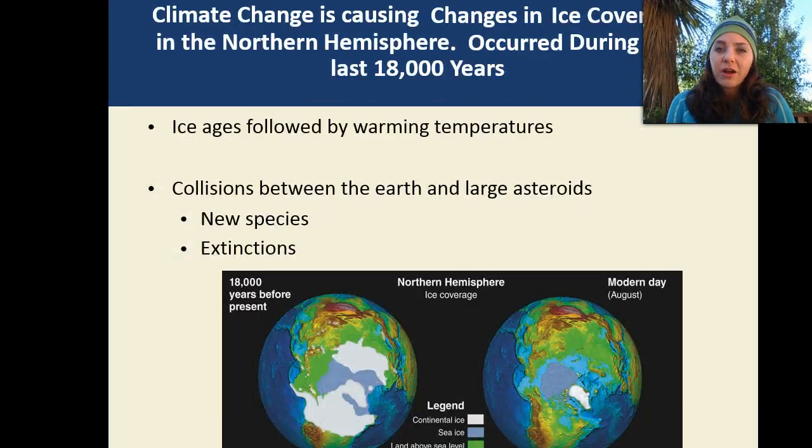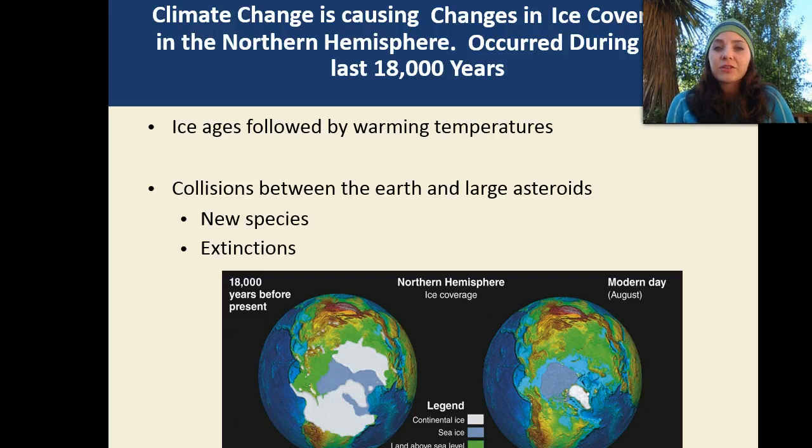Climate change is also causing changes in ice coverage in the northern hemisphere. This has occurred during the last 18,000 years. So we always have this flow of ice ages followed by warm temperatures, followed by ice ages, followed by warm temperatures. And now that's one of the big debates of global warming, that humans are causing warming temperatures faster than they should be occurring right now.